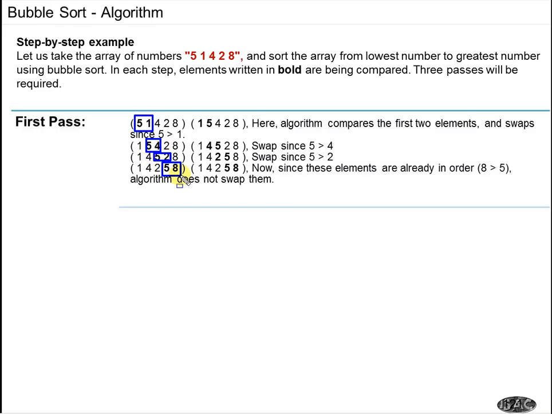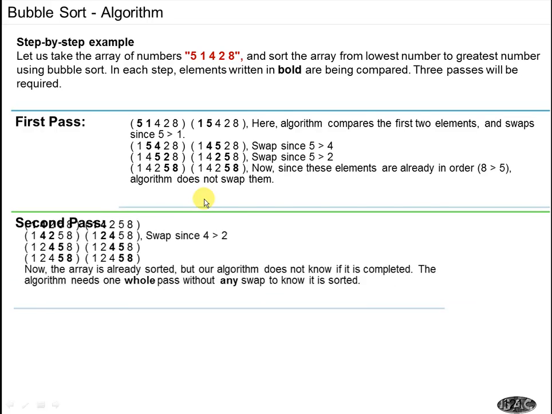Here what you notice, 5 is not larger than 8. It is smaller than 8, so we don't swap. And it becomes 1, 4, 2, 5, 8. So this is called first pass. So this one we'll call first pass. And in the first pass, you got 1, 4, 2, 5, 8. This is the result of first pass. Now let us see what happens next.